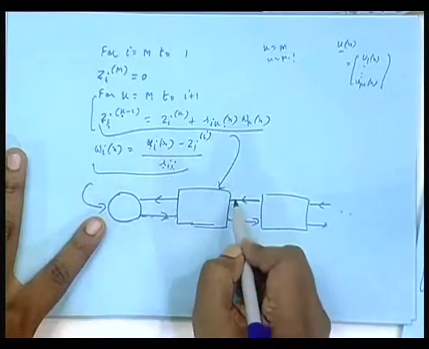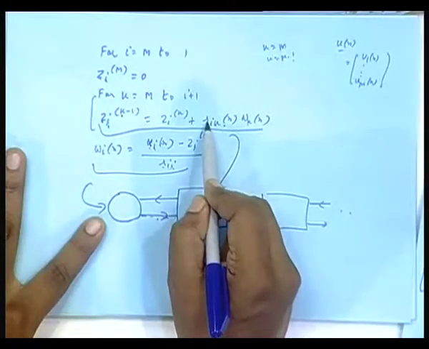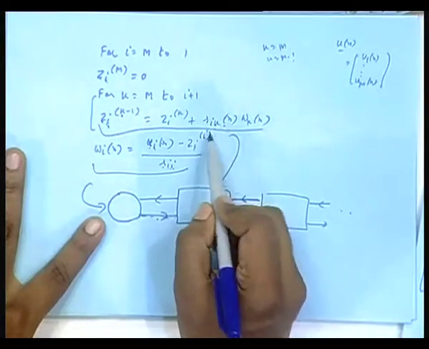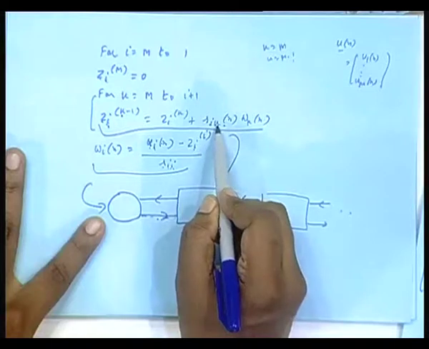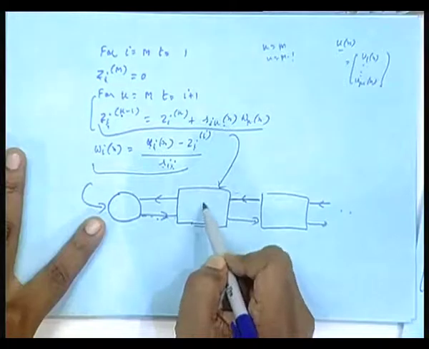Then w 1 m, and from here that time 0 comes, w 1 m, and this guy has stored r m minus 1 m. Okay, that into this.